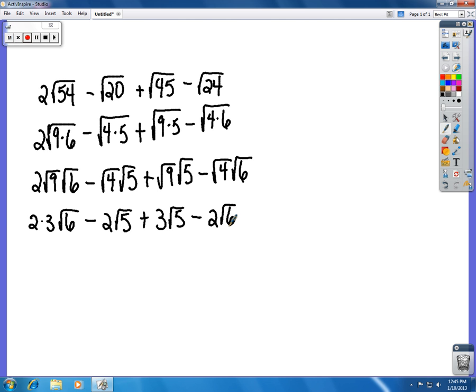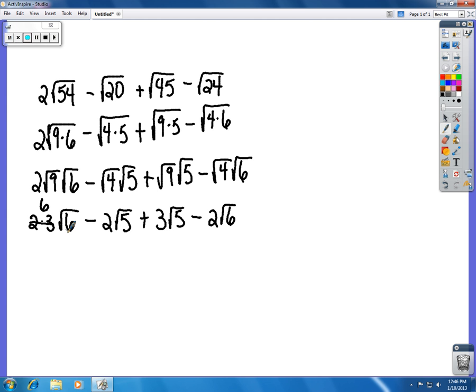Okay, so out here, this front one is the only one where we had a constant out in front to begin with, so don't lose it, don't forget about it. That is important to the problem. So this is now 2 times 3, which is 6, obviously. So we've got 6 times the square root of 6 minus 2 times the square root of 5 plus 3 times the square root of 5 minus 2 times the square root of 6.